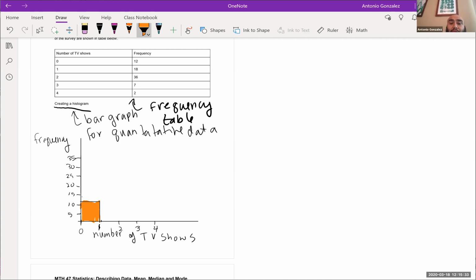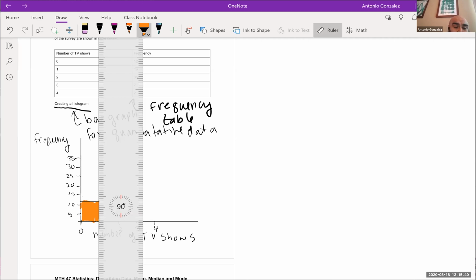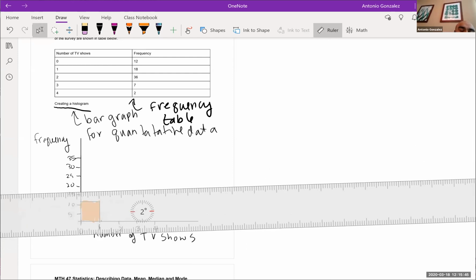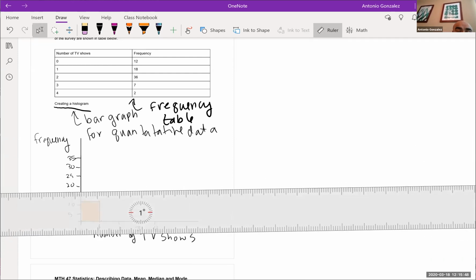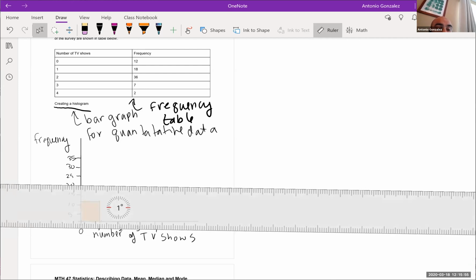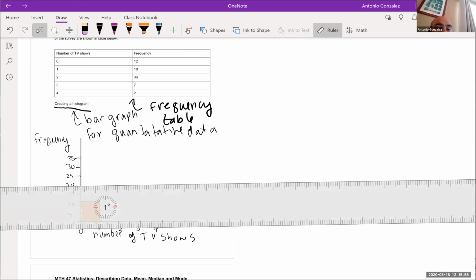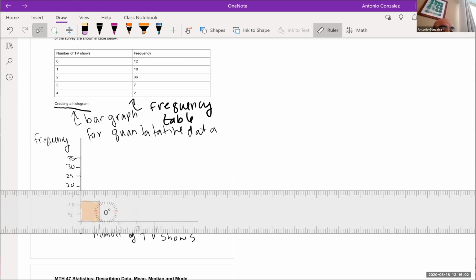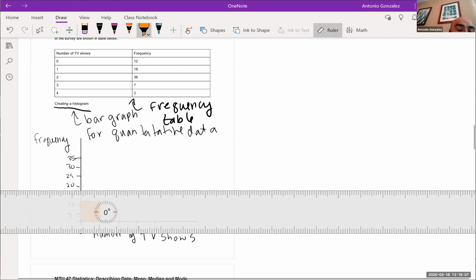So for 1, children that watched one TV show, that was 18. So again, we'll take my ruler out here. Make sure I'm completely horizontal there. All right, and let's say 18 is maybe somewhere around there. And again, it's going to go from 1.